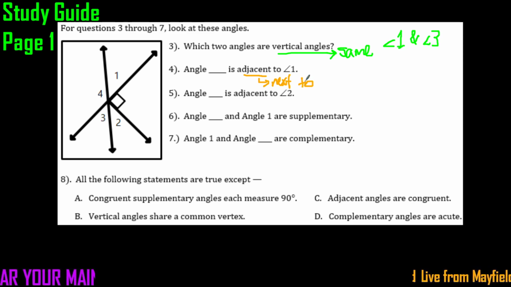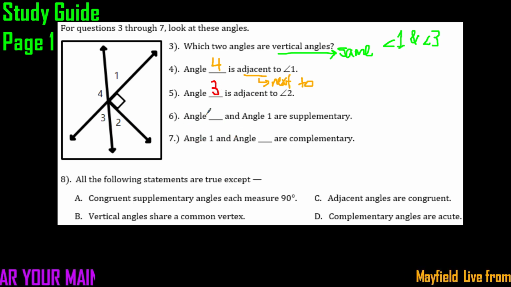Maybe your neighbor angle, whatever you want to call it. But it's saying it's directly next to it, so you could say for this one, again, angle 1 is right here. That means which ones are directly next to it? Well, angle 4 is directly next to that one. Then for the next one, it says angle blank is adjacent to angle 2. So same idea, again, adjacent means next to, so we're going to say angle 3 is next to angle 2.